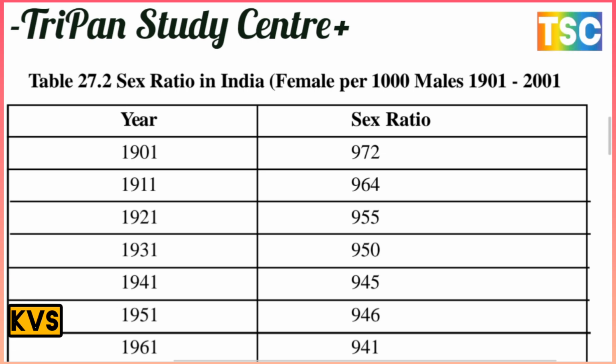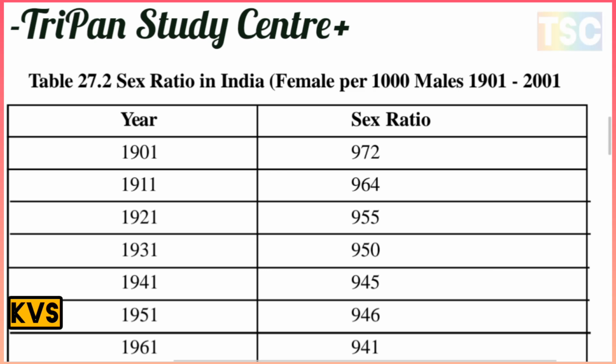There is a sex ratio of 972. But in 1911 the most important thing is the decrease in the sex ratio, 966. It shows that from time to time the sex ratio is decreasing. The most important thing is the number of females out of 1000 males.